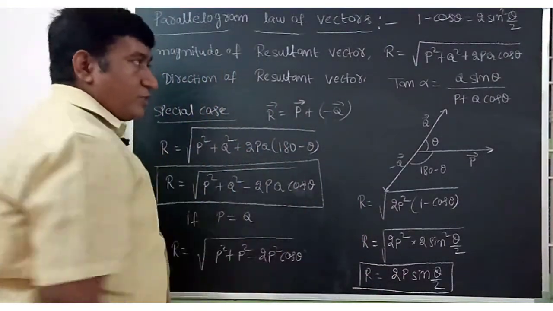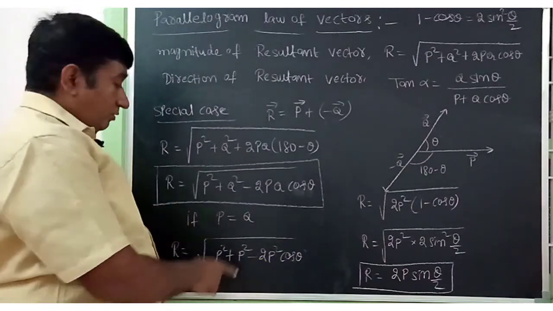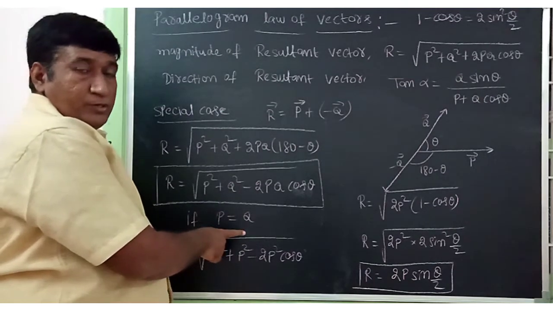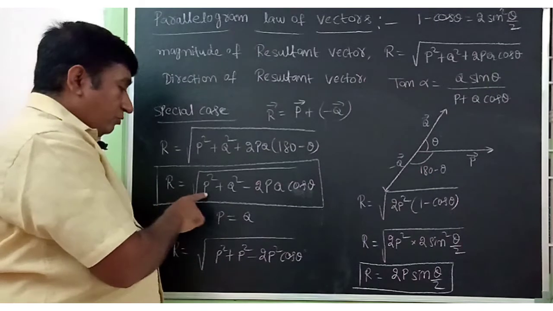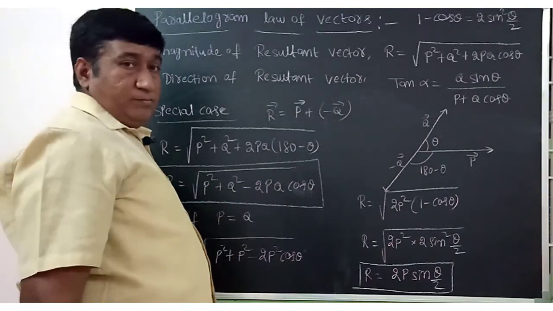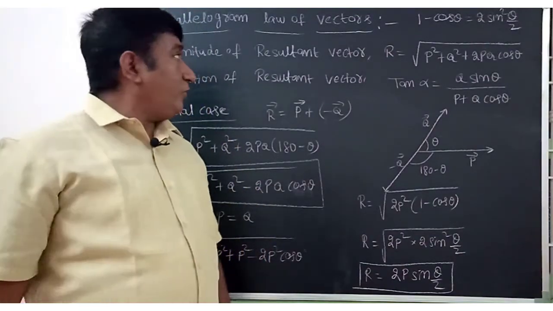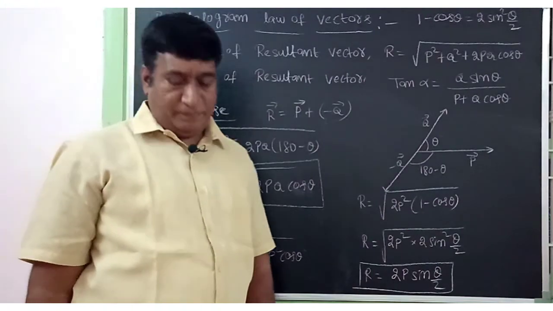So in this case we obtain the magnitude of the resultant when p is equal to q. If you are subtracting, we get in simple manner r equal to root of p square plus q square minus 2pq cos theta. So these are some special cases regarding the parallelogram law of vectors.